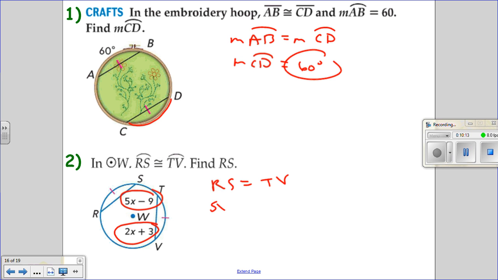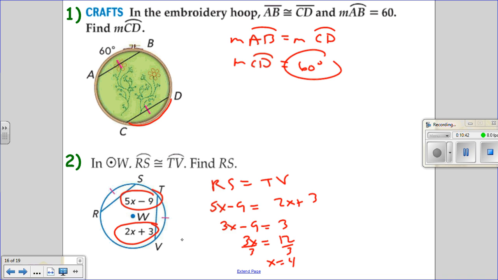So that means I could set 5x minus 9 equal to 2x plus 3. And this will help me solve for x. So I would subtract 2x on both sides. So I would have 3x minus 9 is equal to 3. Then I would add 9 to both sides, which would give me 3x is equal to 12. And then divide both sides by 3 and get x is equal to 4.